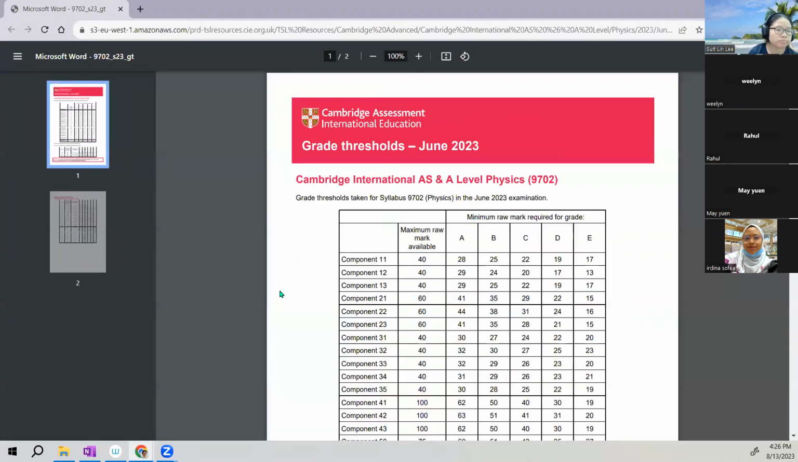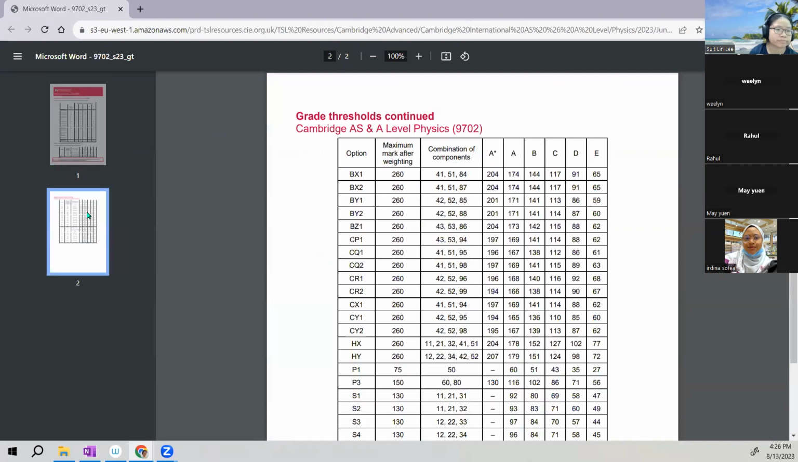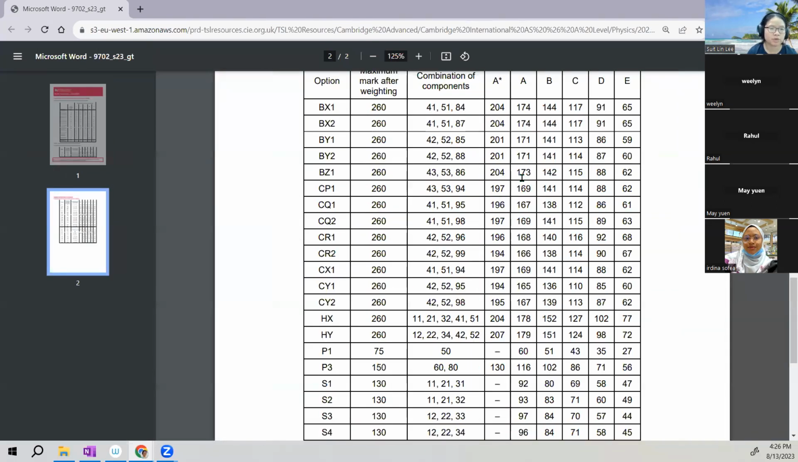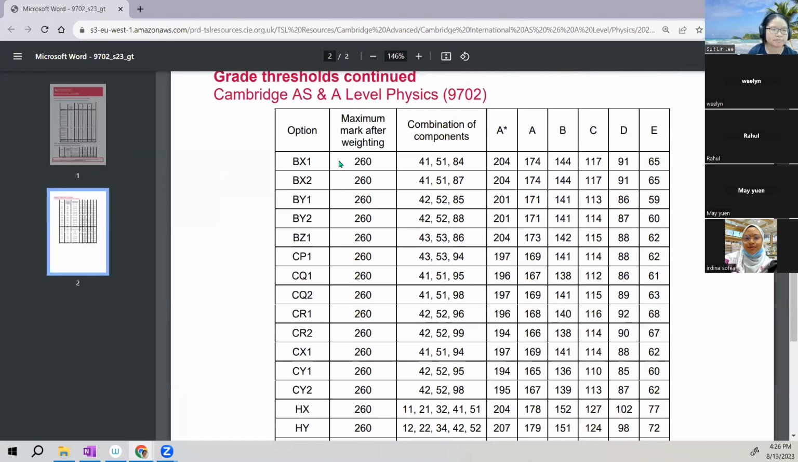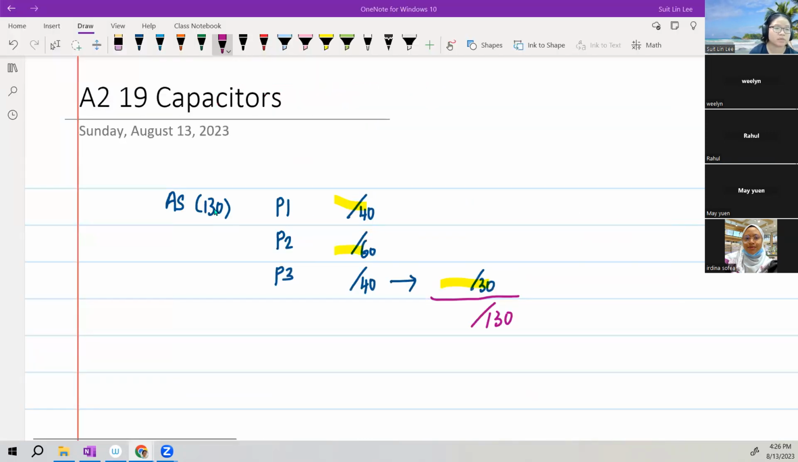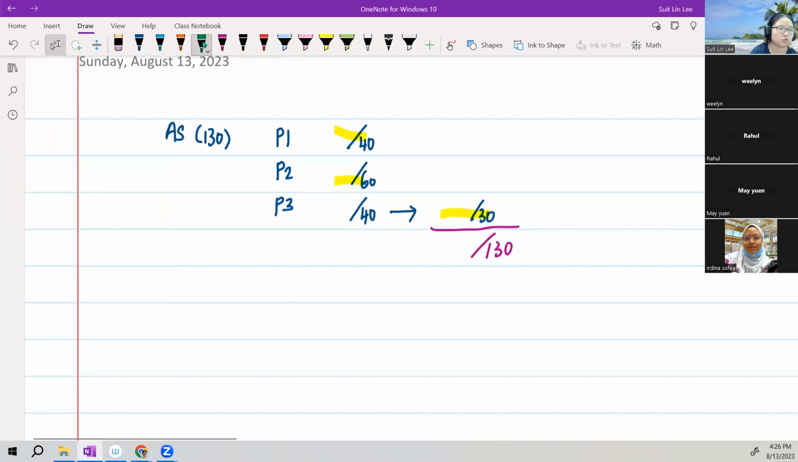Okay, so if you look at the grade threshold, you'll probably be looking at either BY1 or BY2. It depends on which paper three you sat. So the grade threshold is now sitting at 201. And then maybe if you take another variant, then it will be 204. Okay. So if you're aiming for an A star or an A, knowing where the grade threshold is helpful because you also need to add this in with your A2.